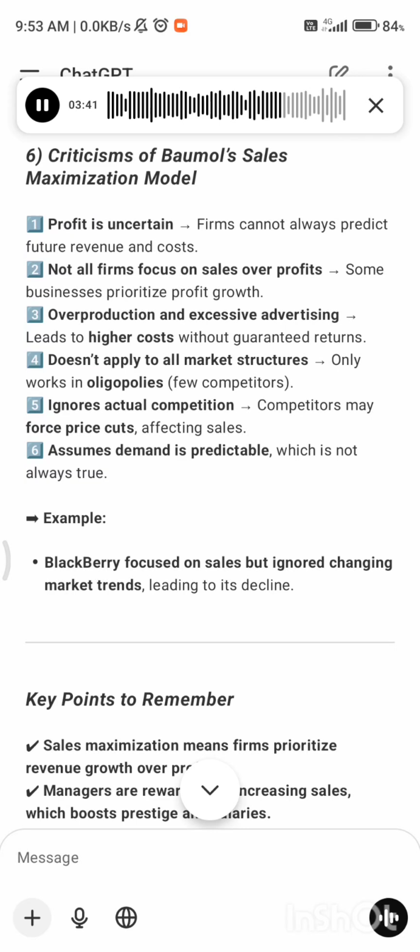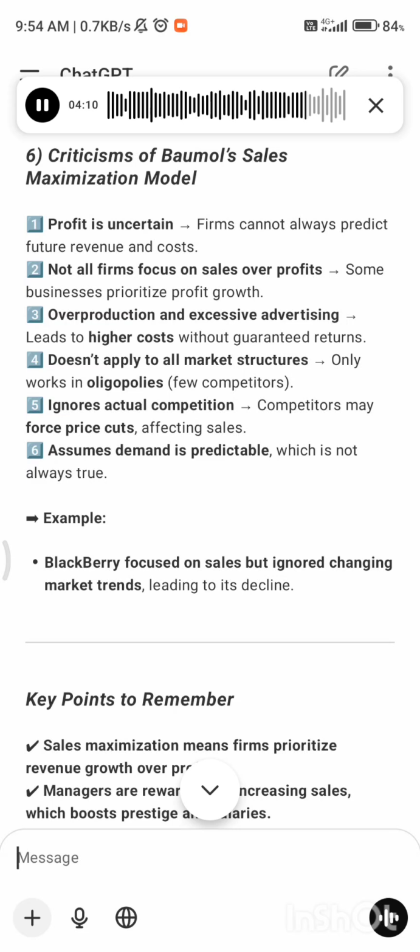6. Criticisms of Baumol's sales maximization model. 1. Profit is uncertain. Firms cannot always predict future revenue and costs. 2. Not all firms focus on sales over profits. Some businesses prioritize profit growth. 3. Overproduction and excessive advertising leads to higher costs without guaranteed returns. 4. Doesn't apply to all market structures, only works in oligopolies, few competitors.